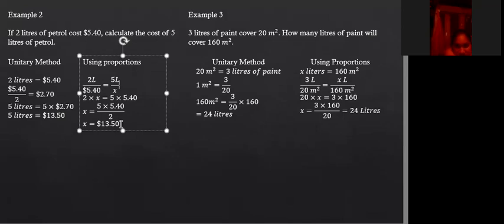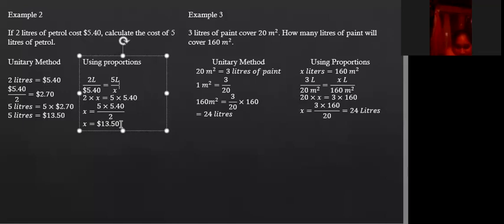You cross multiply, and 5 multiplied by 540 over 2. Because 2 multiplied by X is like 2 multiplied by 1, right? No, X is the unknown value. So 2 multiplied by X is 2 multiplied by X. You're trying to find X. So when you work out 5 multiplied by 540, that answer divided by 2 gives you 1350.